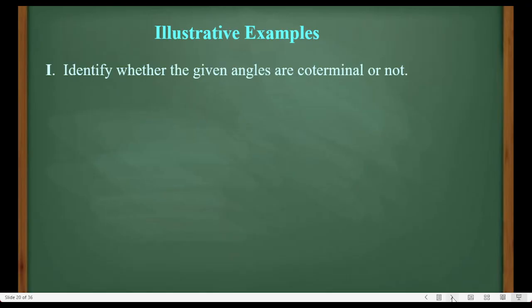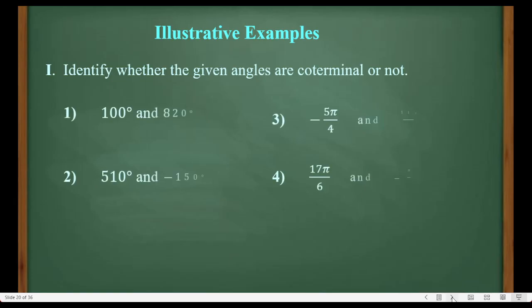Now, let us have some examples. Identify whether the given angles are coterminal or not. We have 4 examples and each one has a pair of angular measures. So we need to find out if the two angular measures from each item are coterminal to each other.